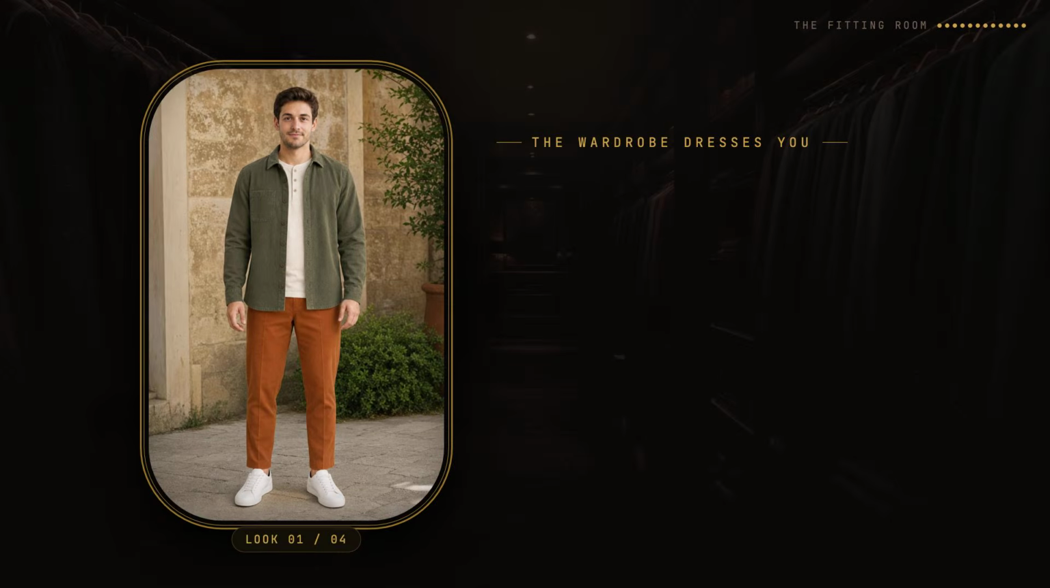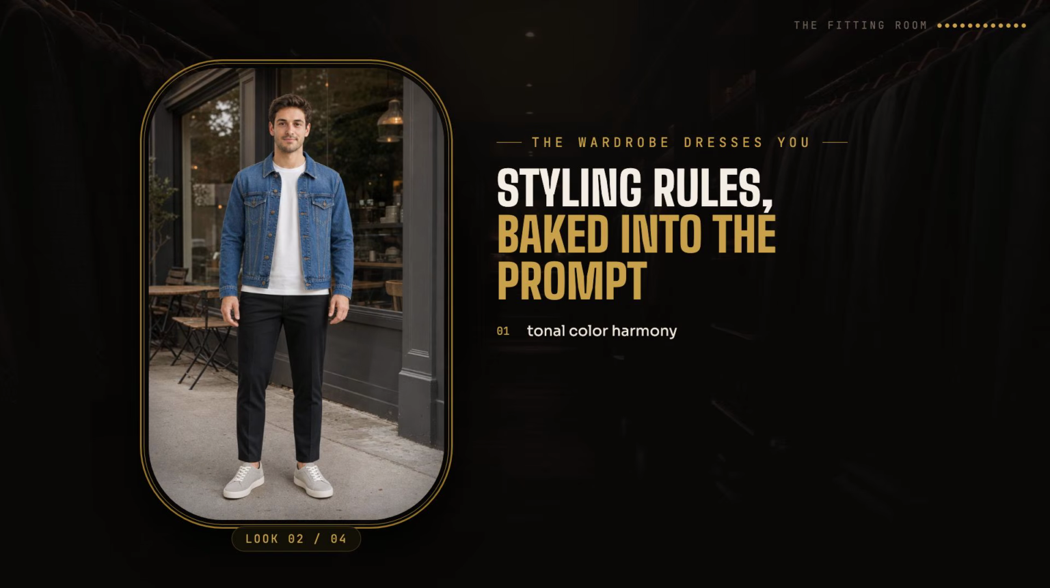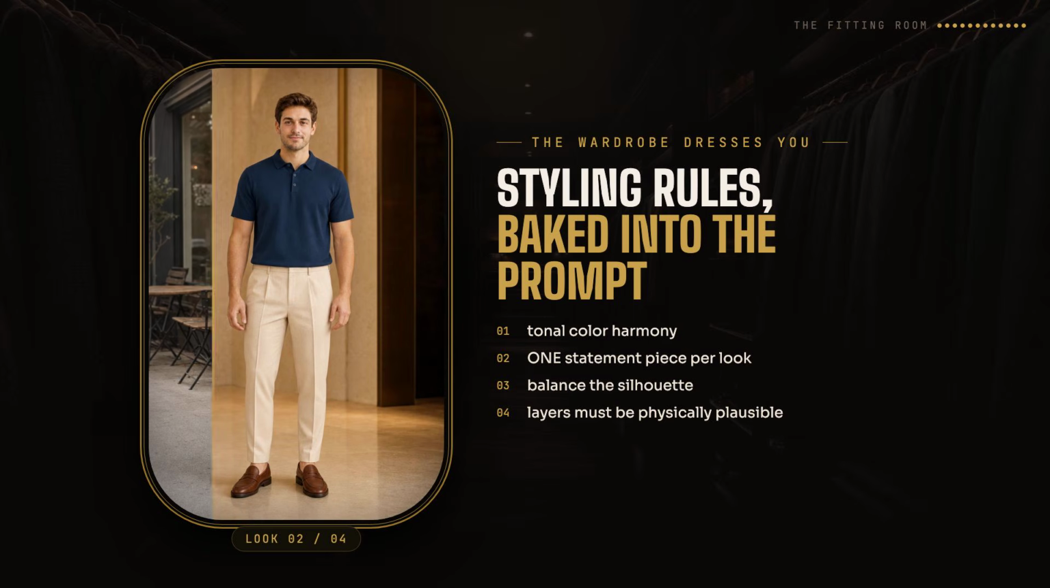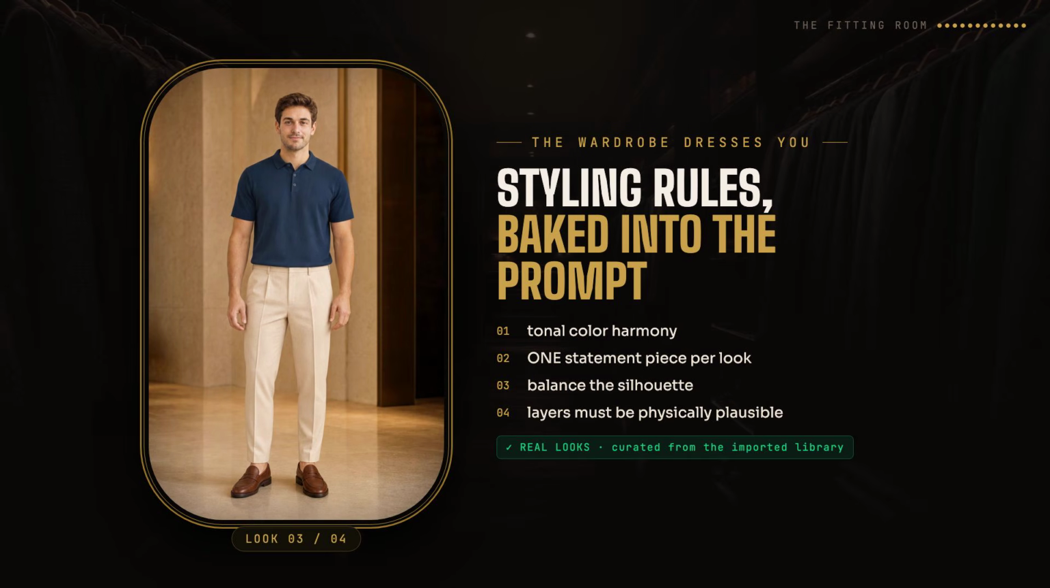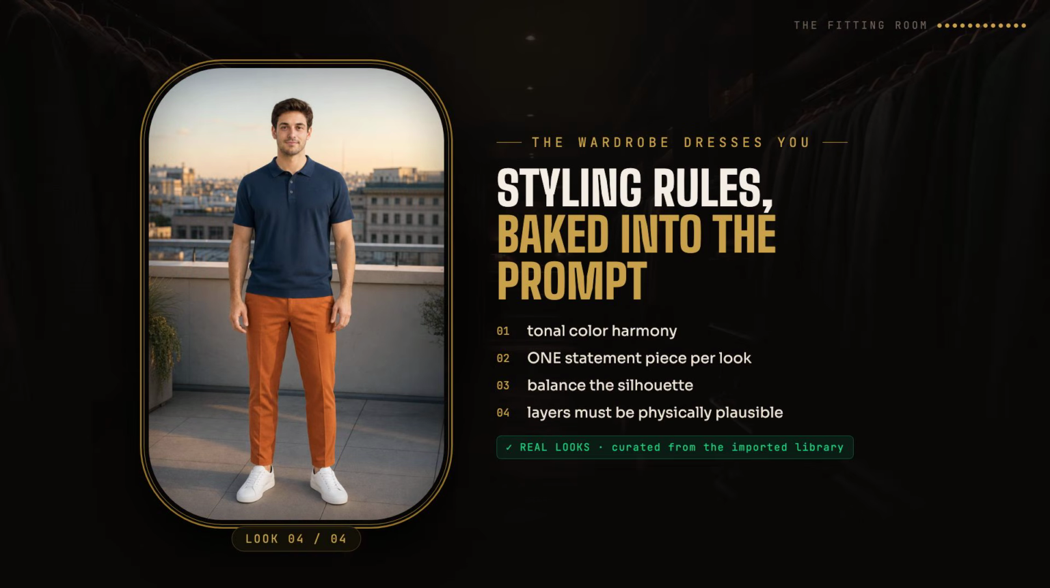And then the wardrobe starts dressing you. The repo ships an outfit skill with actual styling rules baked into the prompt. Tonal color harmony, one statement piece per look, balance the silhouette, keep the layers physically plausible. It reads your library, curates combinations from clothes you actually own, and renders each complete look on your reference model. This is the part that broke the internet. Your closet, remixed by a model that has seen every fashion editorial ever published, for cents per look.